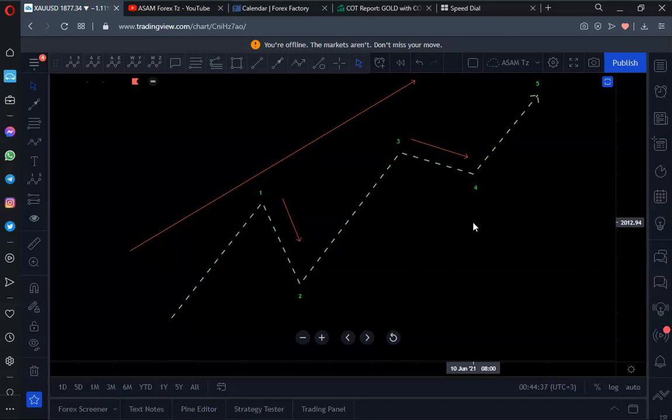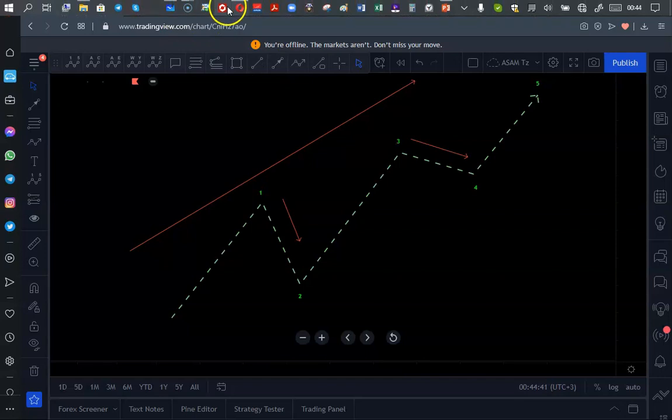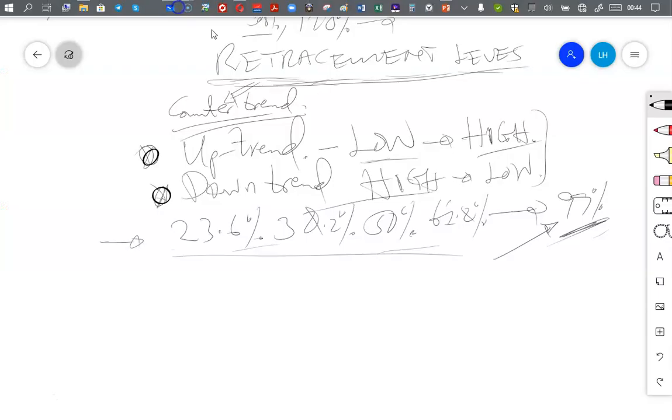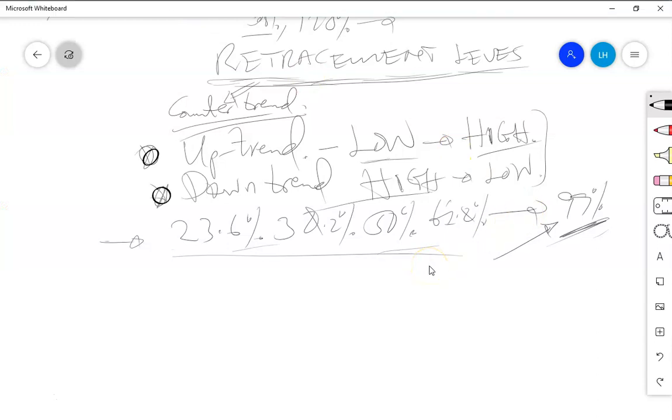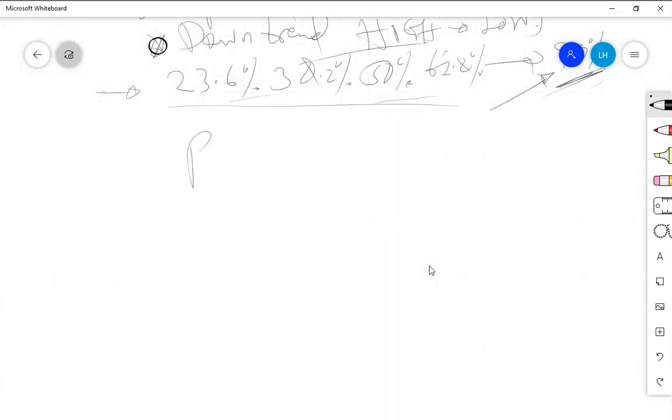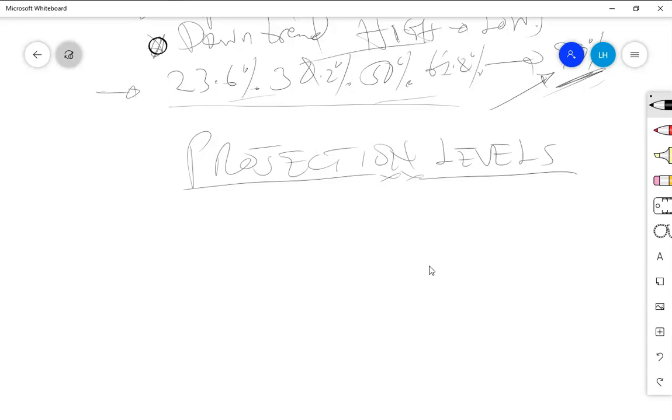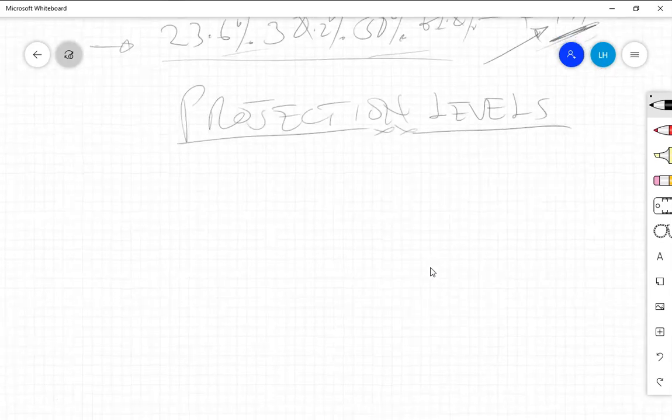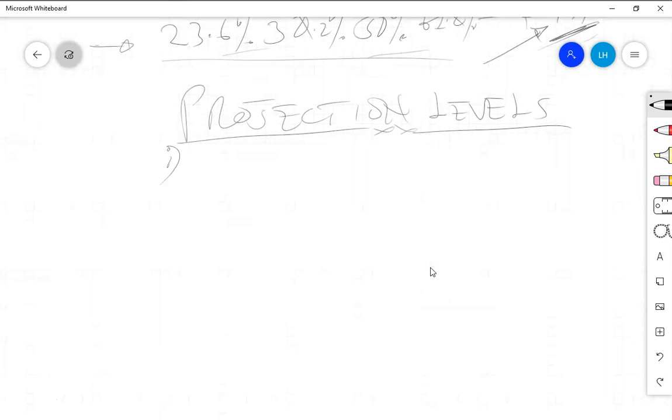So let's go to the next thing, which is projection levels. We are through with the retracement. Let us see projection levels, as those who call them projection levels. Because I said we have two types of levels. It can be retracement or projection. And then within projection, we said we have two.